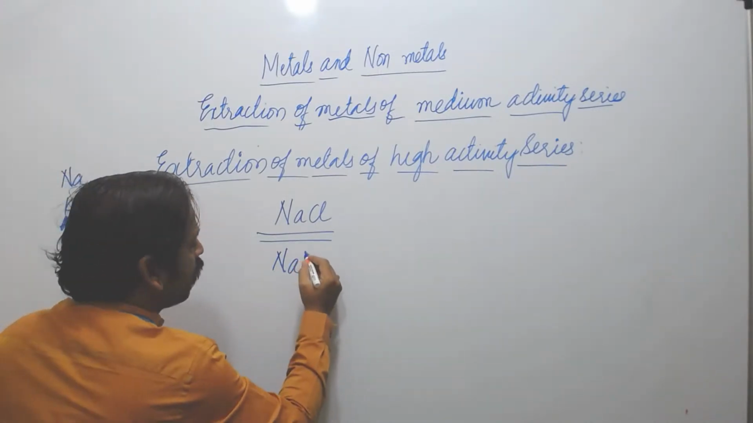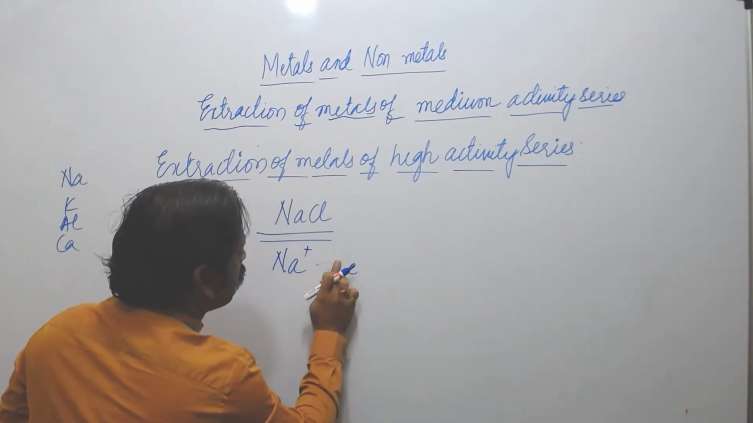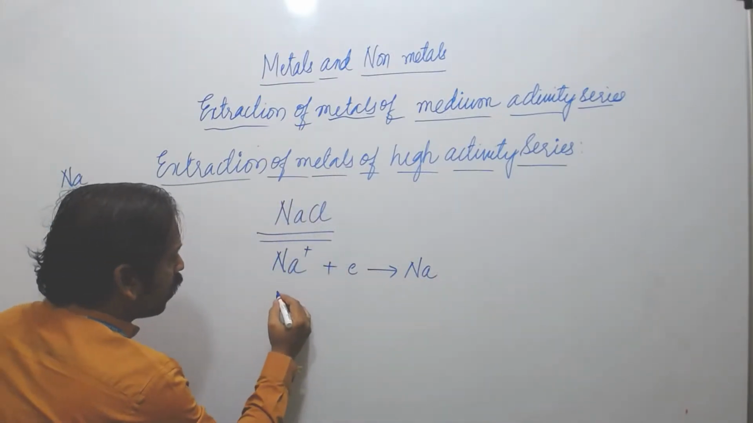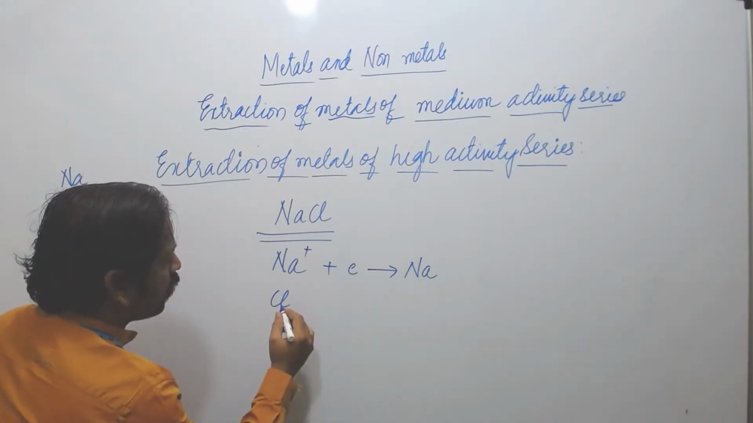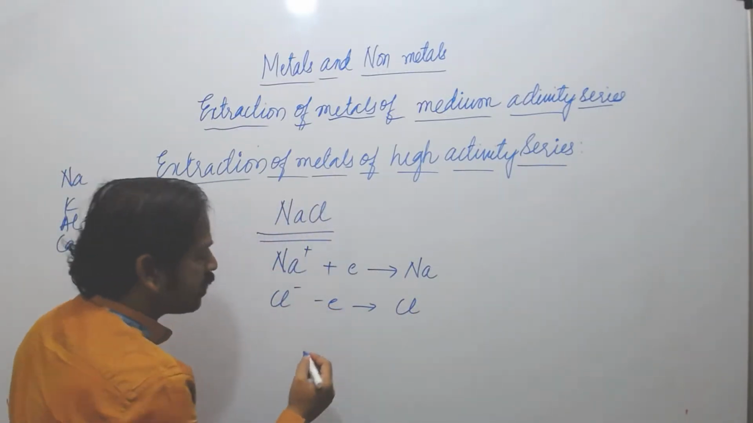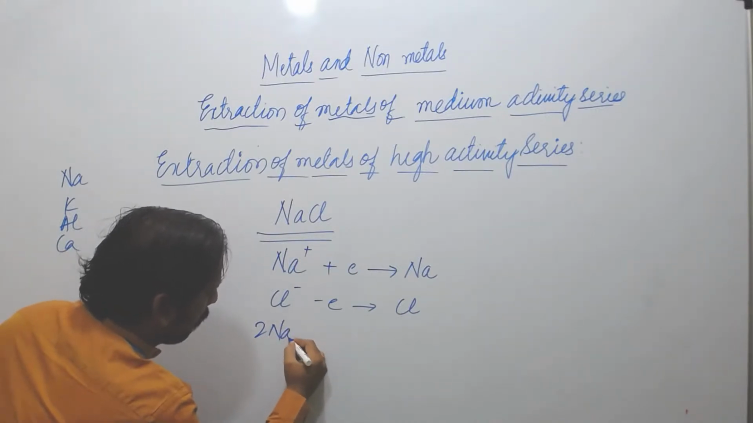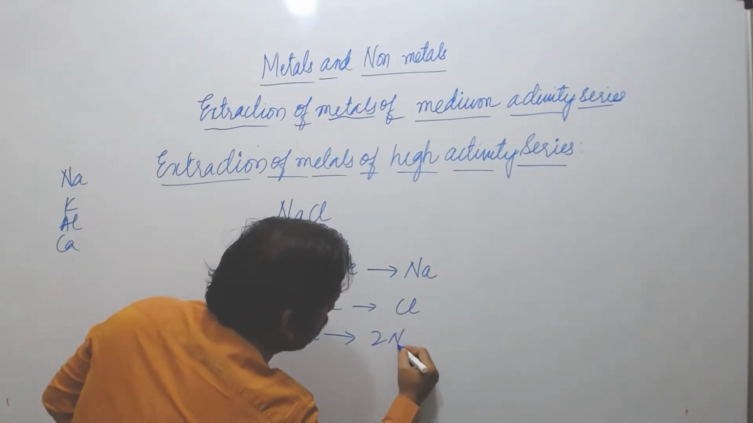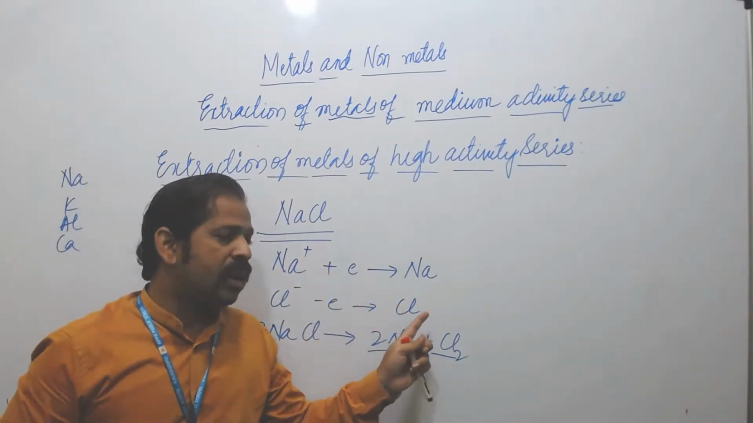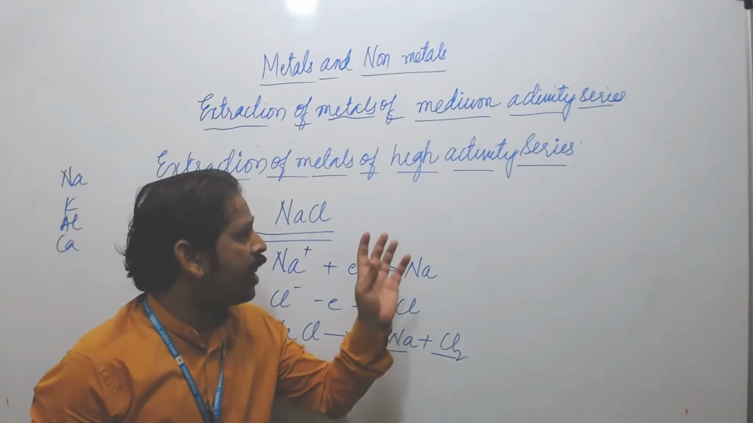the sodium ion gets the electron to form sodium, and the chloride ion loses the electron to form chlorine. So 2NaCl gives 2Na plus Cl2. Sodium and chlorine will be separated. The process is called electrolytic reduction. Yes, this is about the extraction of metals of high activity series.